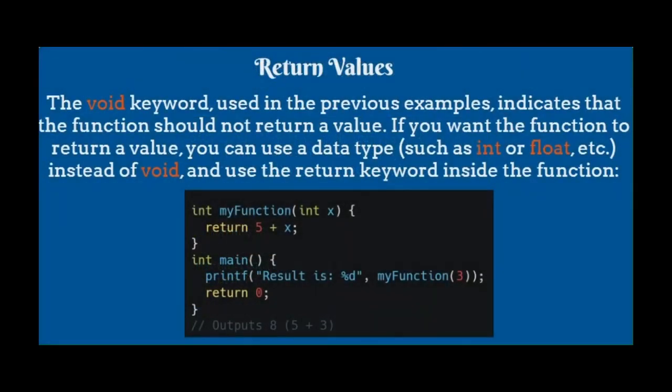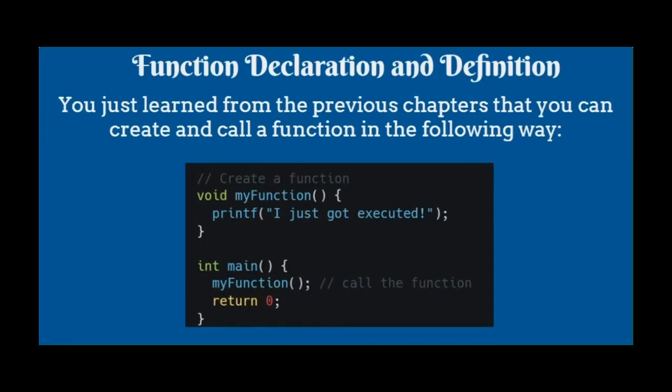Return values. The void keyword, used in the previous examples, indicates that the function should not return a value. If you want the function to return a value, you can use a data type, such as int or float, etc., instead of void, and use the return keyword inside the function. Function declaration and definition. You just learned from the previous chapters that you can create and call a function in the following way.